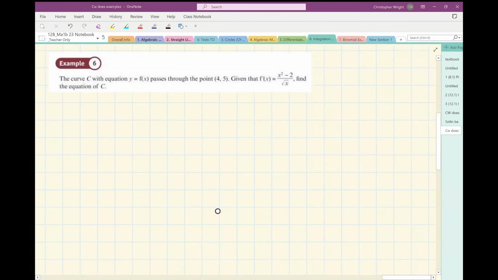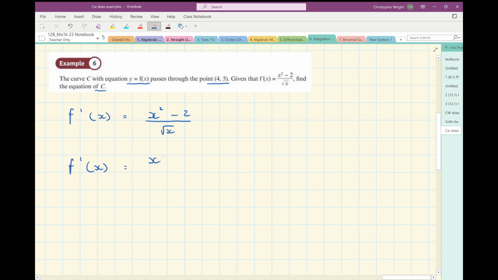Example 6. Okay, so I've got a curve which has an equation y equals f of x. I know it passes through a certain point, and I know that the gradient function of that curve is x squared minus 2 all over root x, and I need to find the equation of the curve. Right, well, first of all, we're going to integrate this f dash of x to find f of x. But before I do that, I'm going to write it into an easier form.